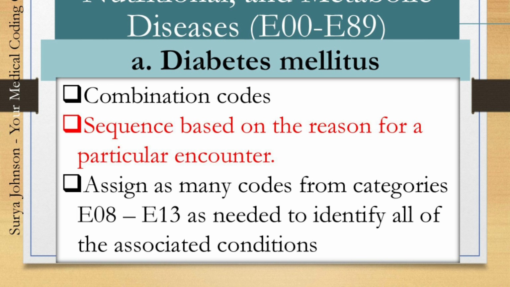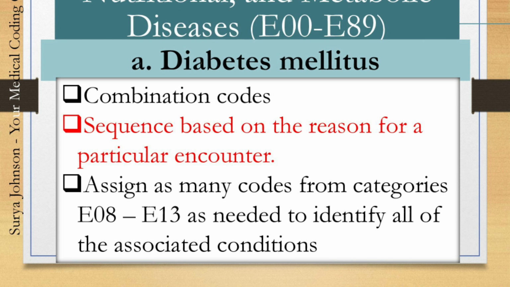In this scenario, how do you sequence? You should always sequence based on the reason for that particular encounter. Why the patient came into the facility to be treated, for what condition the patient is there, you should always choose that as the principal diagnosis. Even if the patient has all the diabetes mellitus related conditions, you should choose what the patient is there for treatment, and the other diabetes mellitus related conditions you should code as secondary or tertiary diagnoses. So that is how you should sequence. This is also the general coding guideline we already saw.